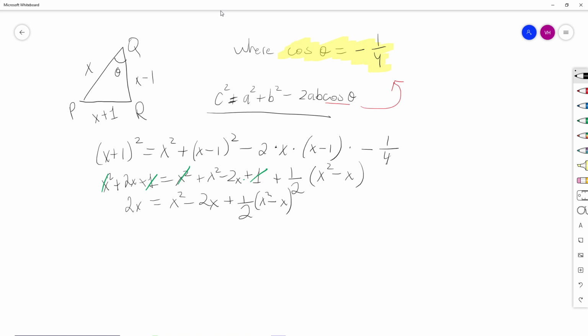Now let's open up this part. Let's rewrite it as 4x equals x squared plus x squared minus x over 2. Let's multiply everything by 2, so we get 8x equals 2x squared plus x squared minus x. So this gives us 9x equals 3x squared.